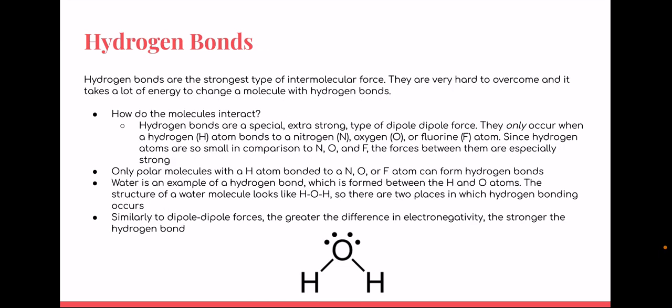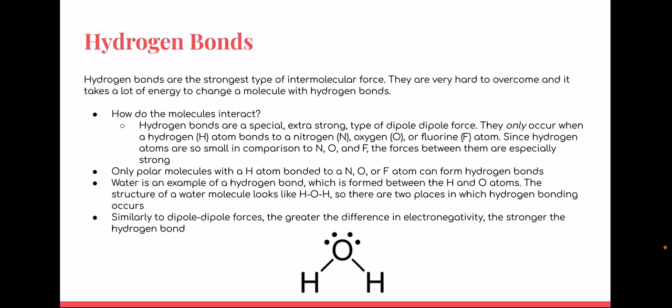Finally, we have hydrogen bonds. Hydrogen bonds are the strongest type of intermolecular force. They are very hard to overcome, and it takes a lot of energy to change a molecule with hydrogen bonds. How do the molecules interact? Hydrogen bonds are a special, extra strong type of dipole-dipole force. They only occur when a hydrogen atom bonds to a nitrogen, oxygen, or fluorine atom. Since hydrogen atoms are so small in comparison to N, O, and F, the forces between them are especially strong.